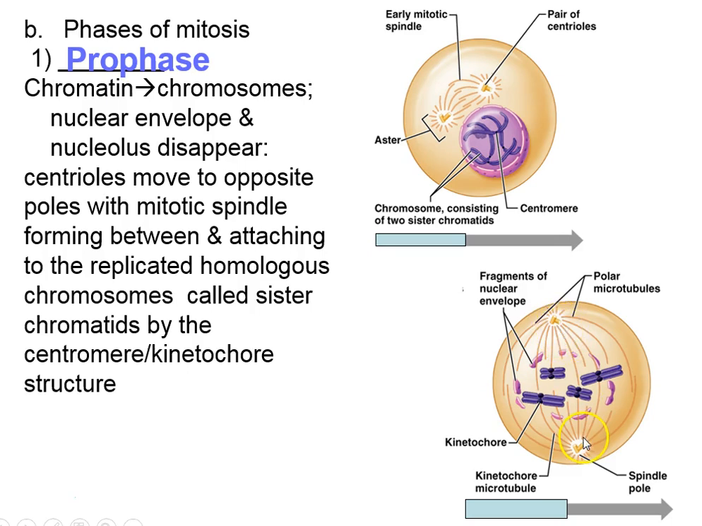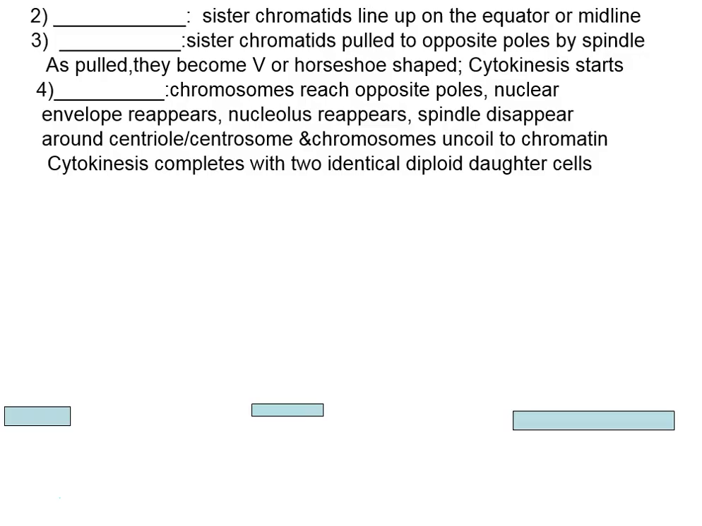The centrioles are at opposite poles with spindles in between them that are connected to the kinetochore of the homologous chromosome pair, and you have asters around the centrioles. So a lot goes on in early prophase. This is probably the hardest of all the phases. So this would be early prophase and late prophase.